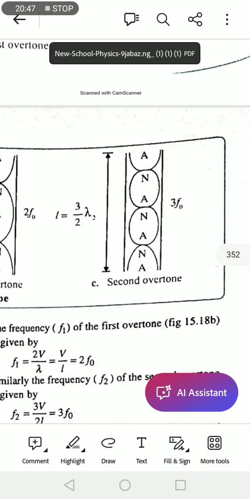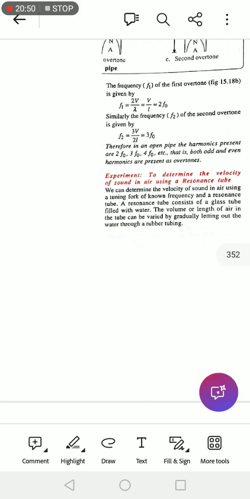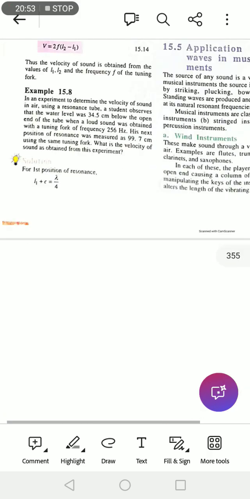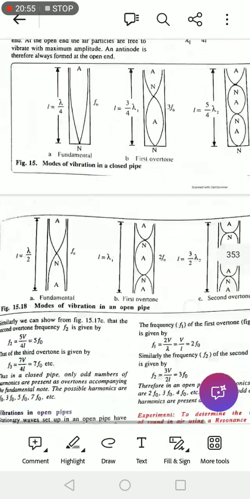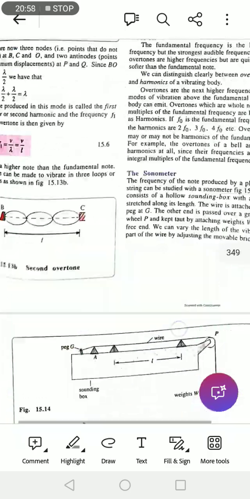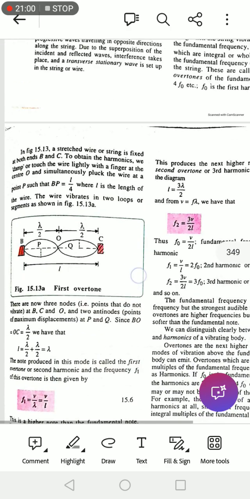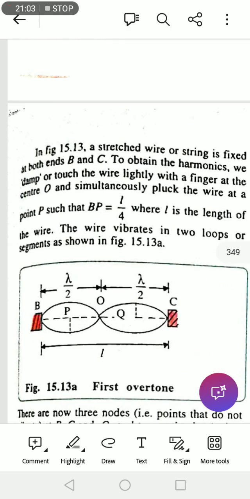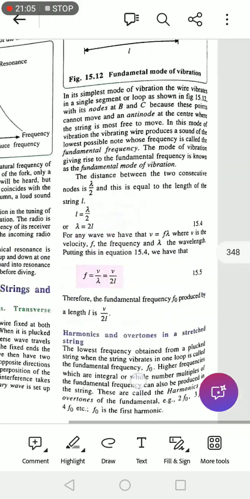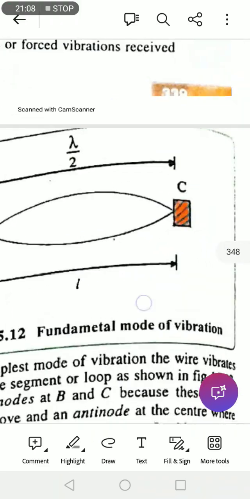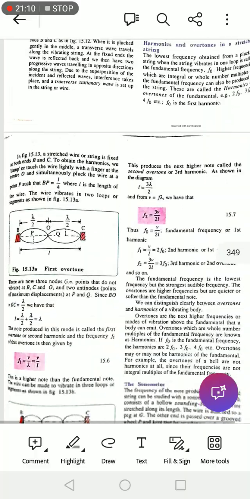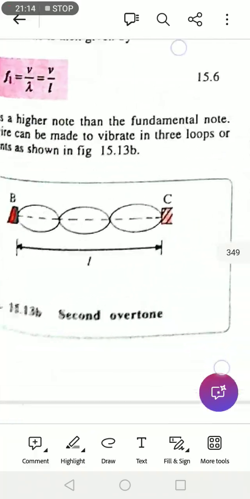I hope this is the textbook. Where is that string? Basically, from one node to another node is a loop. Where is my string now? So, in this particular one, you have two loops. In this one, just one loop you have. This one is two loops. So this one is three loops. Yeah, you have three loops.